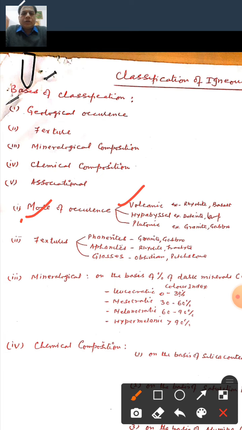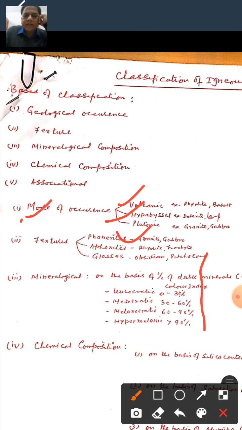Volcanic, right? Volcanic means the rocks, because they are erupted on the surface, have a fine grained or glassy nature. The character is that they have fine grain size or zero grain size. Then the second category of mode of occurrence is the hypabyssal. Hypabyssal rocks have crystallized at shallow depths. And the third category is the plutonic rocks, which have crystallized at depth and hence they have coarse grain size.